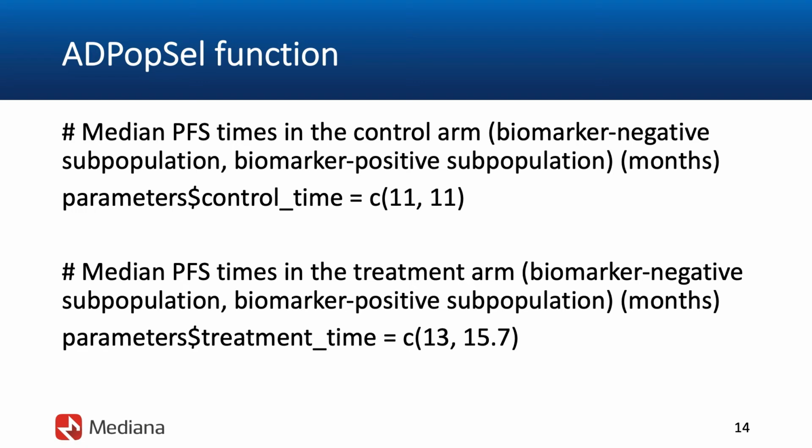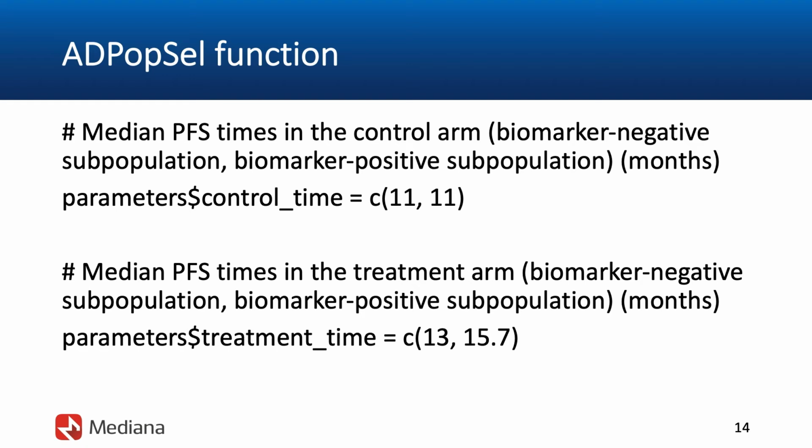And that is the reason why, when you look at the first parameter here, which is the control time, that is a vector of median PFS times in the control arm. The first number corresponds to the biomarker negative subpopulation, and the second one corresponds to the biomarker positive subpopulation. In both cases, based on historical data, based on the information about this particular biomarker, we expect the median PFS times, both values, to be 11 months.